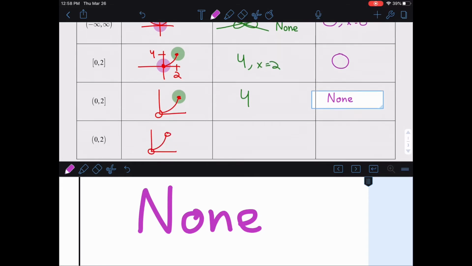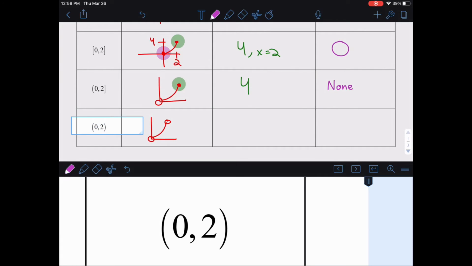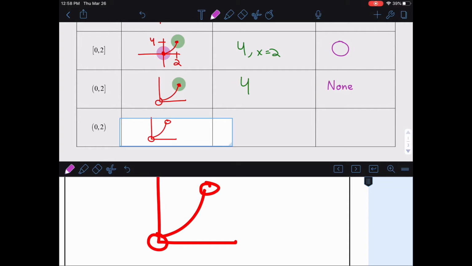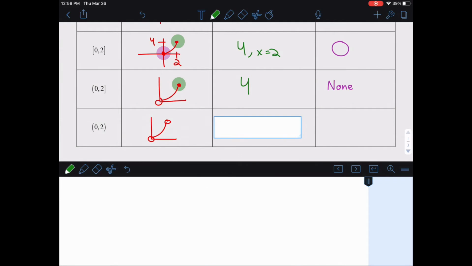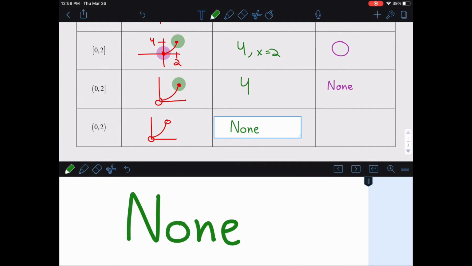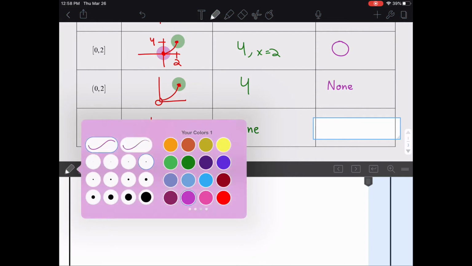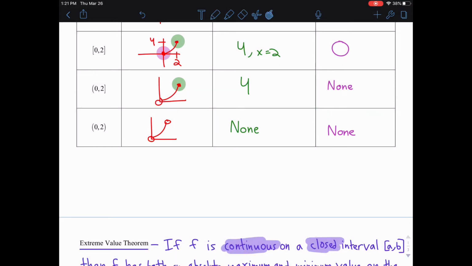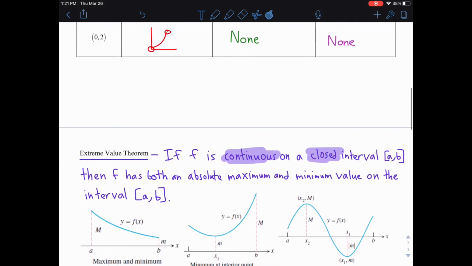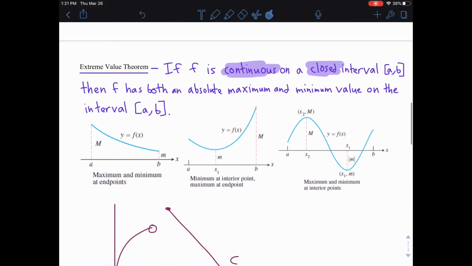Okay, last domain that we should look at, parentheses 0 to 2. Now I'm starting and ending with open circles, and so that gives me no absolute maximum value, and it gives me no absolute minimum value. So clearly, domain can have a big effect when you're talking about maxes and mins, and that brings us to our next topic, our first theorem of the chapter, the extreme value theorem.